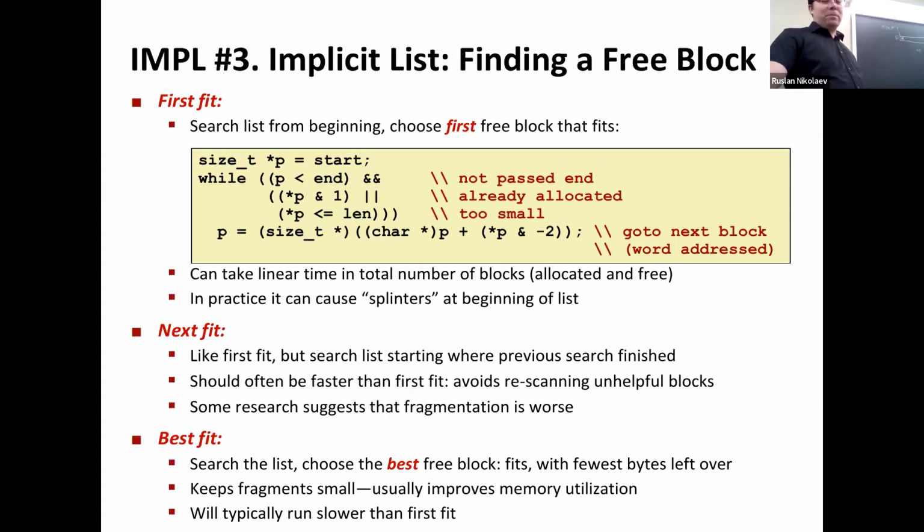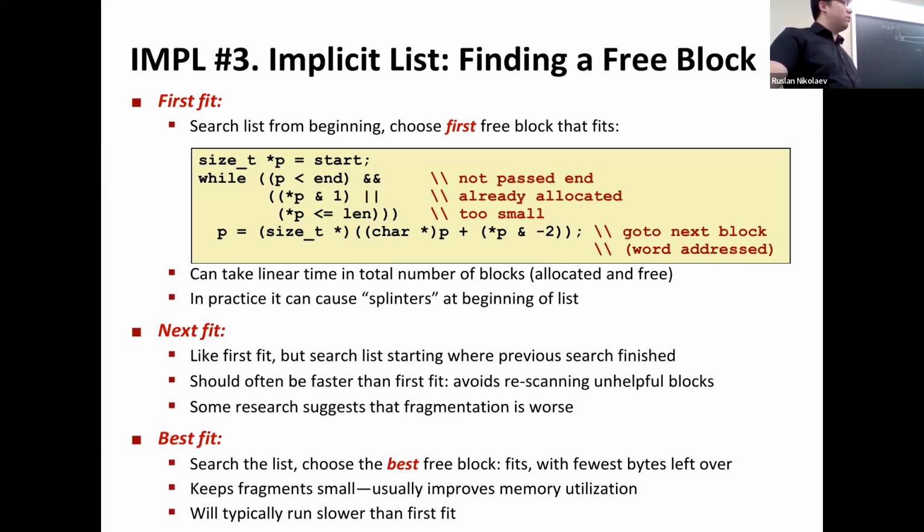For best fit, we may try to find the best possible block that matches most closely the block that we are looking for. If you are looking for 2 bytes, perhaps we want to find a 2 byte block if possible, or maybe a 3 byte block, but we want to keep a 100 byte block alone. Even though it still matches, we don't want to use it. Again, there is no guarantee that this strategy reduces fragmentation, because we cannot predict the future. But in general, it helps, but it also makes things slower.